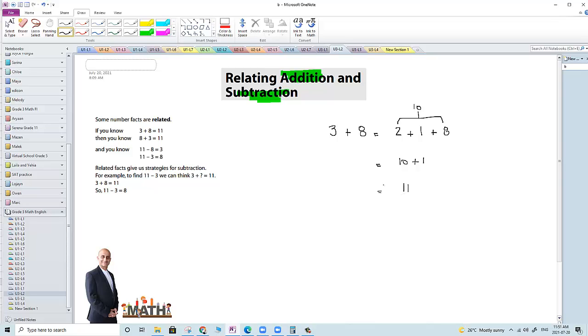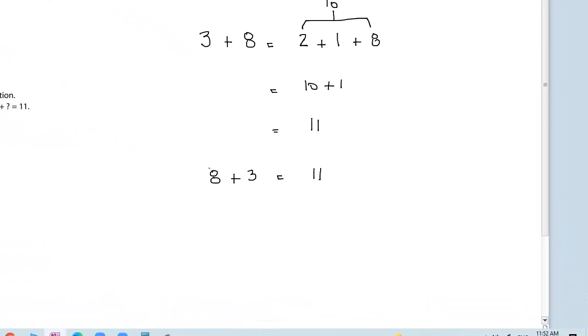Which means 3 plus 8 equals 11. Good job. Someone will ask me, if I change the order, 8 plus 3 equals what? I'm not going to waste my time to calculate anything, because it's known. It's known that 3 plus 8 equals 11. If I change the order, 8 plus 3 also equals 11. So there is no big change in this case. Excellent.